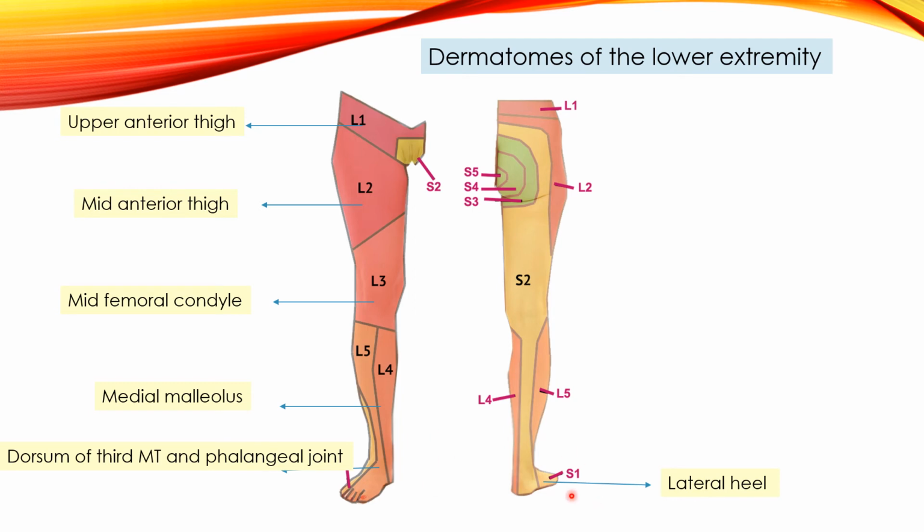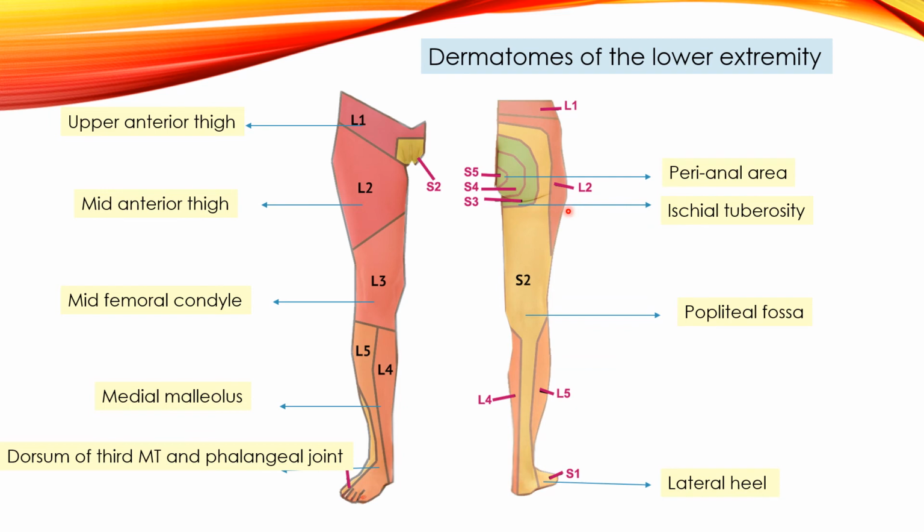Next is S1, the lateral heel, then S2 on the popliteal fossa, S3 the ischial tuberosity, and S5 the perianal area. So these are the dermatomal distributions of the lower extremity. To repeat: L1 is the upper anterior thigh, L2 mid anterior thigh, L3 medial femoral condyle, L4 medial malleolus, L5 dorsum of the third metatarsophalangeal joint, S1 lateral heel, S2 popliteal fossa, S3 ischial tuberosity, and the perianal area is S5.